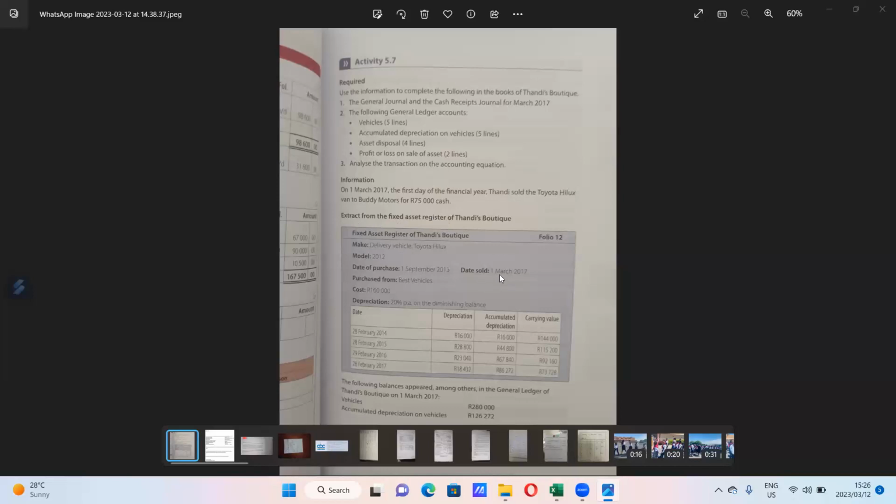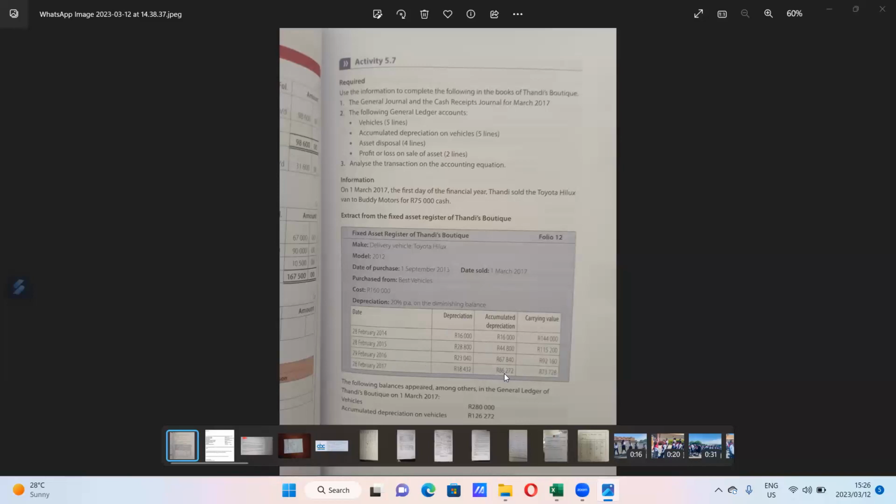But then it was sold on the 1st of March 2017, which is the first day of the financial year. This is good for now because you don't have to calculate depreciation for this year. It means this depreciation, which was the final depreciation of last year, is going to be the opening balance on this date or this year, which means it's depreciated fully. So you don't have to do depreciation, which is also a good thing.